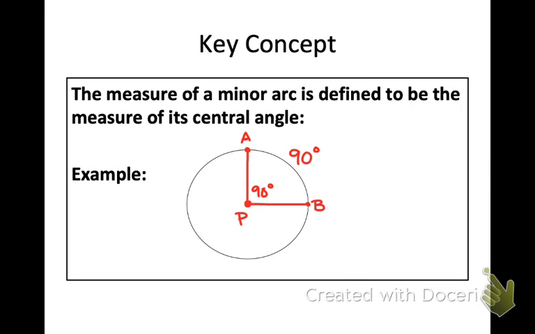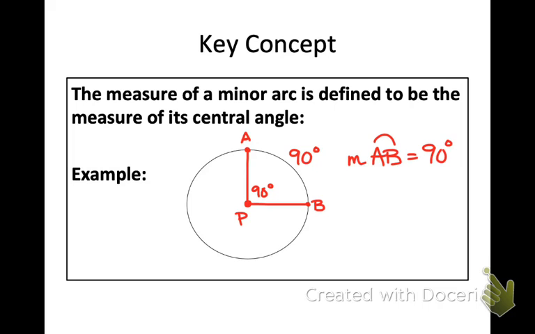So how do we write that notation-wise? Well, remember we use a lowercase m to stand for the measure of the angle or the measure of something. Here I'm going to do the measure of arc AB is equal to 90 degrees. And it works both ways. If my arc was 90, then I know that my angle is 90. If my angle is 90, then my arc is 90, and vice versa.